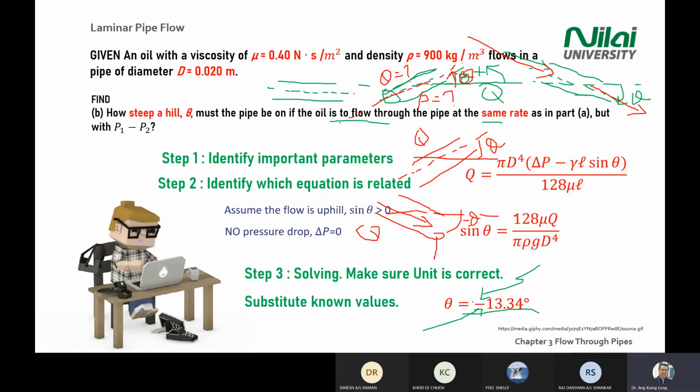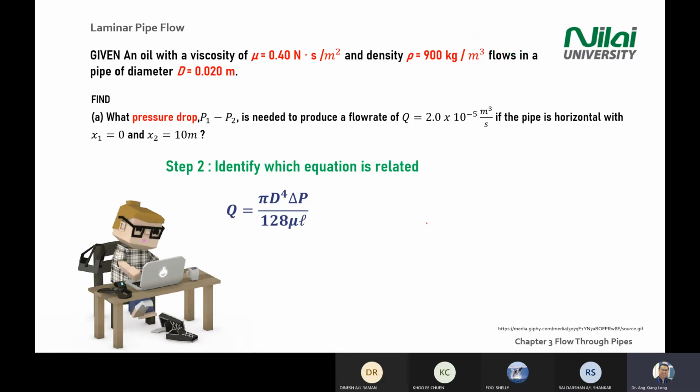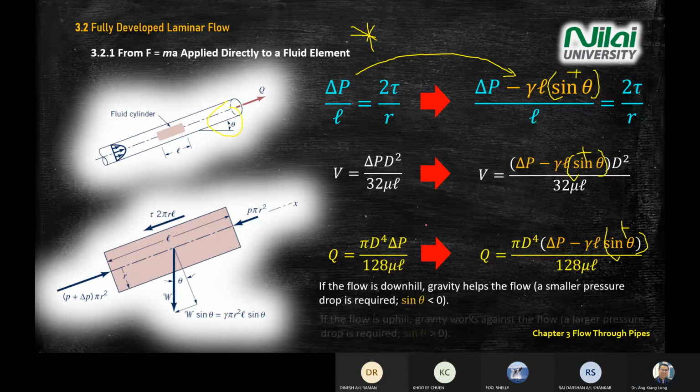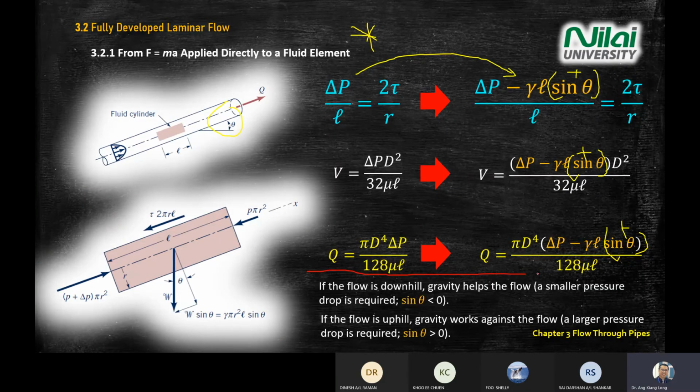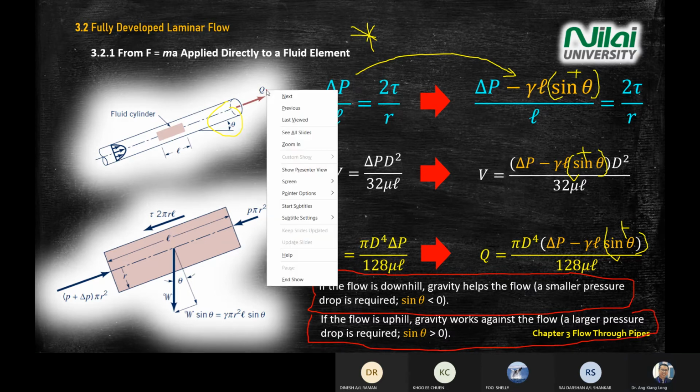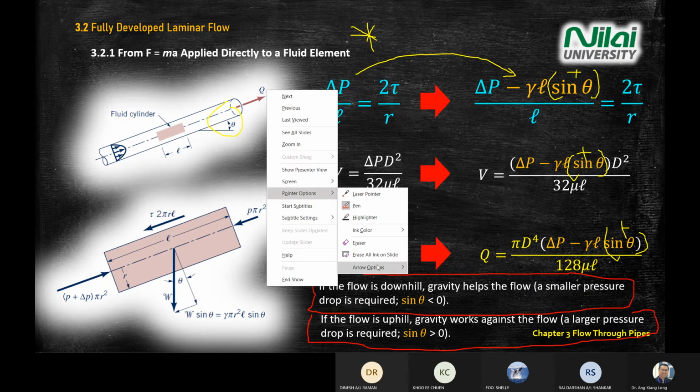Don't confuse this negative with this negative. Don't confuse with this statement.